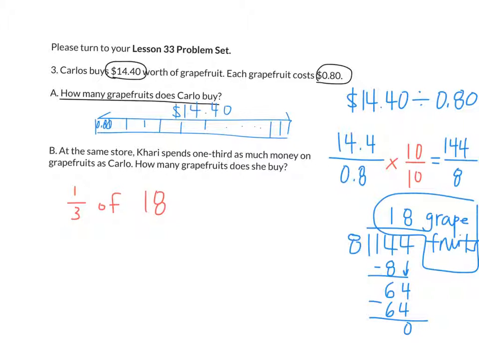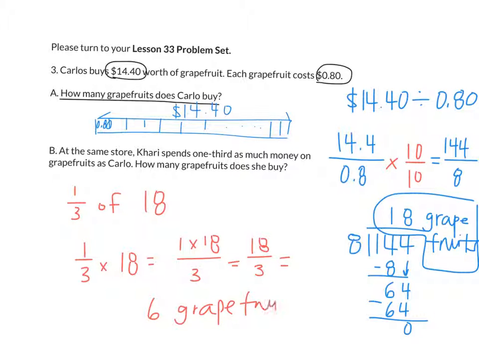How can I use math to find 1/3 of 18? Omer? 1/3 times 18. Very good. Which is, of course, 1 times 18 over 3, which is 18 over 3, which is 6 what's? Grapefruits. Good. Okay, so this is an example of how we can take the skills that we've been working on in Module 4 and solving a word problem with those skills.